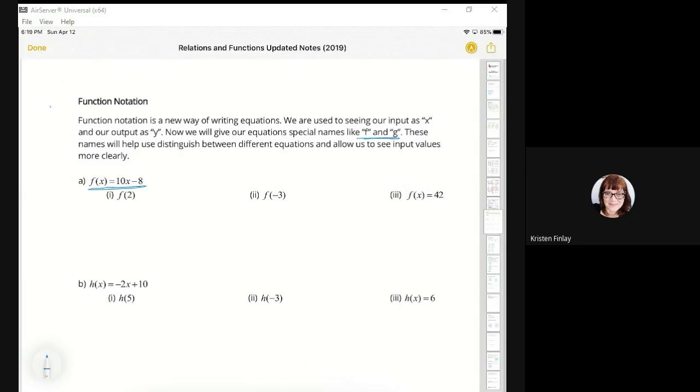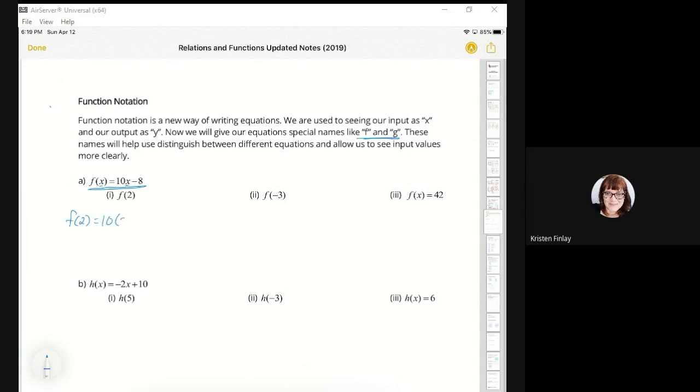So what I'm saying is for every place that I have x, I'm inserting the value of 2. And this will give me my output, or my y. So I would just substitute this in. So I want to know what f of 2 is. So I'm looking for f of 2.